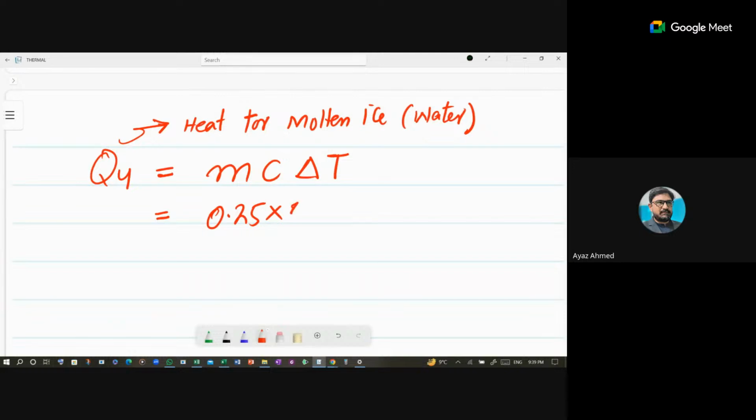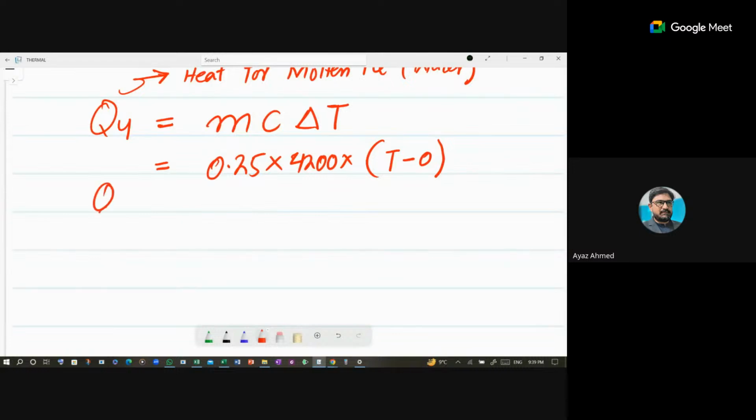So it is 4200 into its final temperature is T, what we are going to predict, and its initial temperature is 0 because it started heating from 0 degrees centigrade. So can you please tell me what will be this number? 0.25 into 4200 T, 1050 T. Yes. So I have these four numbers.